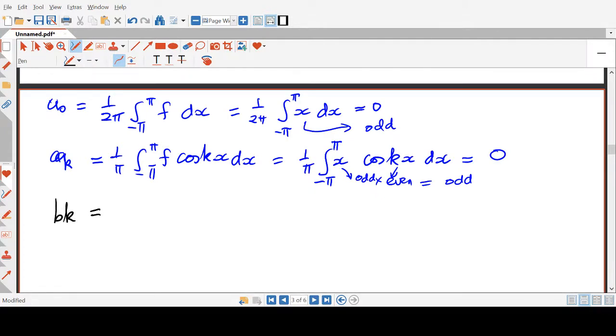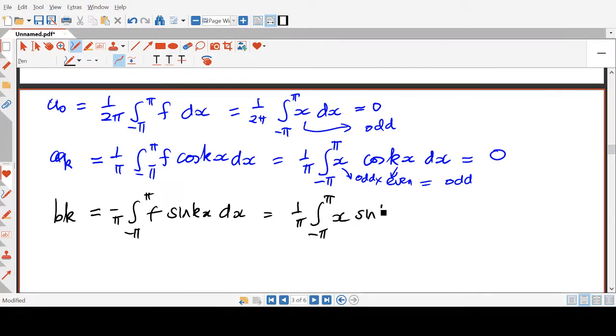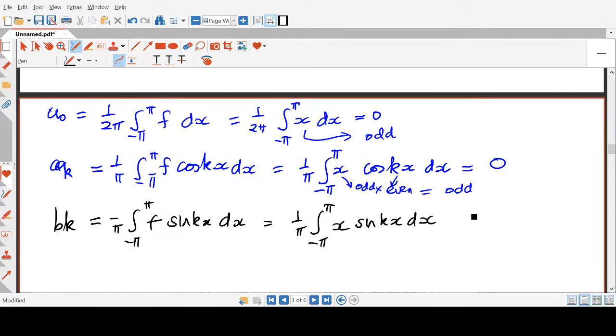You won't have the same joy here now with B K. This time it's 1 over pi integral from minus pi to plus pi of f sine kx dx, so 1 over pi integral of x sine kx dx. This time it's odd times odd, which is even. Remember, for those who were not here yesterday, these are not numbers, these are functions. When I say odd times odd, I'm not saying an odd number times an odd number. I'm saying an odd function times an odd function. That's even.